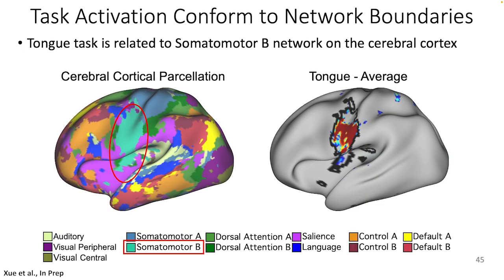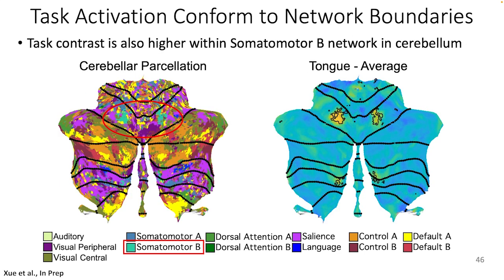Next, we aim to assess the alignment between our cerebellar parcellation and the task activation patterns. We know that different networks are activated by distinct tasks, such as the control network being activated during working memory tasks and the motor network being activated during motor tasks. For example, the tongue movement specifically activates somatomotor B network. Similarly, the task contrast values are higher within the somatomotor B network in the cerebellum.